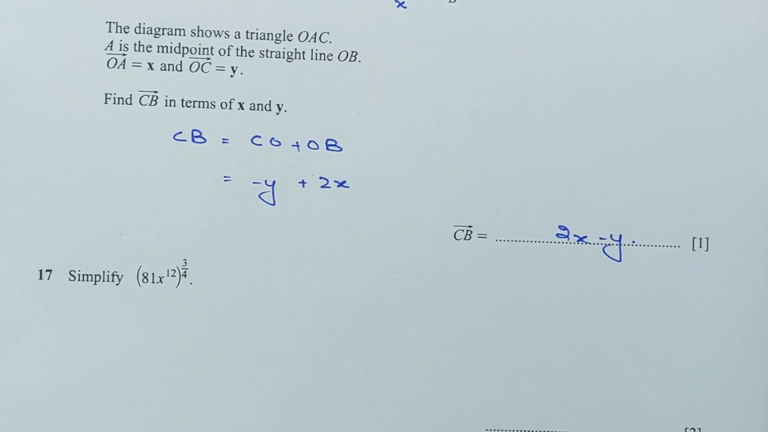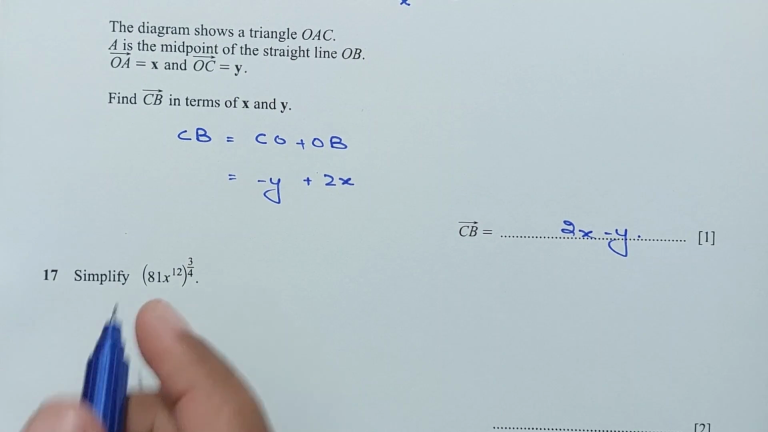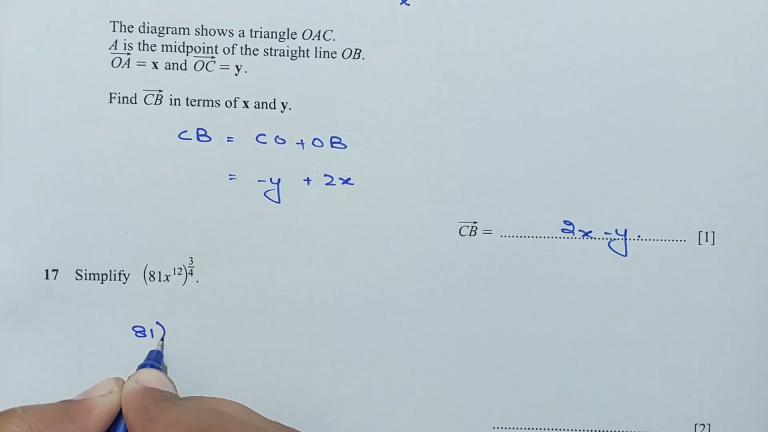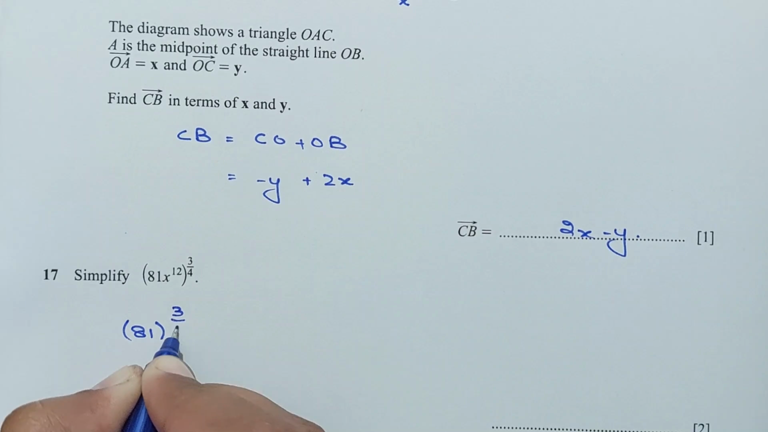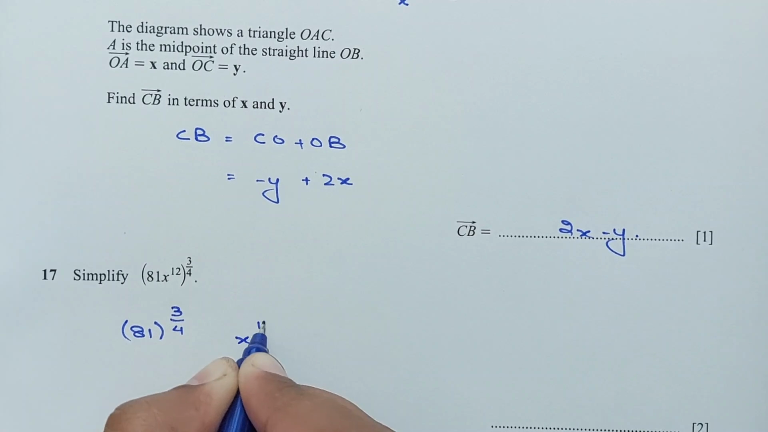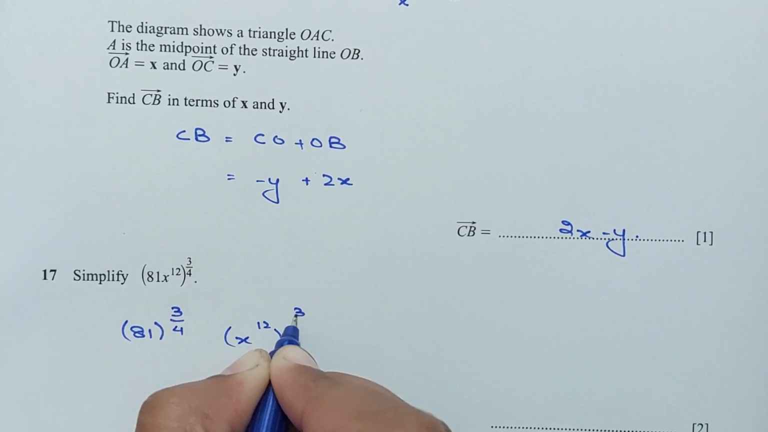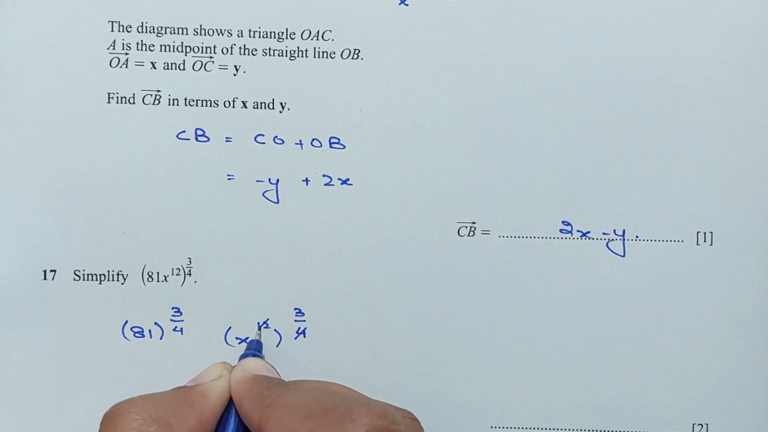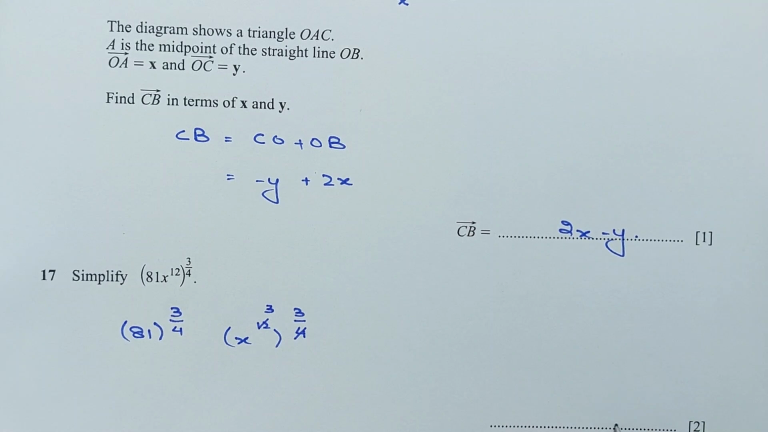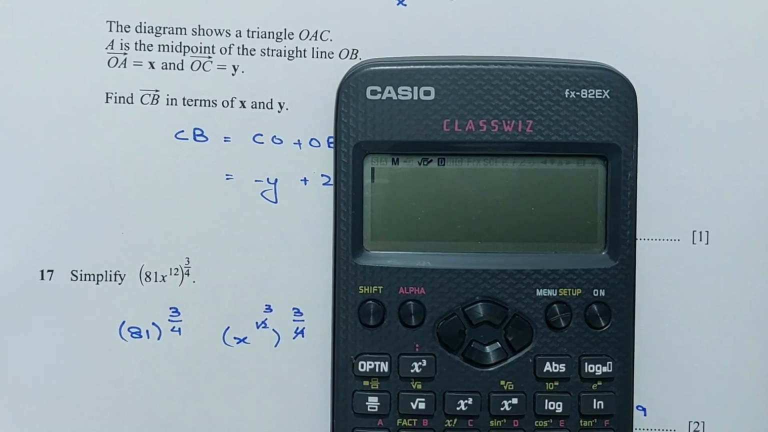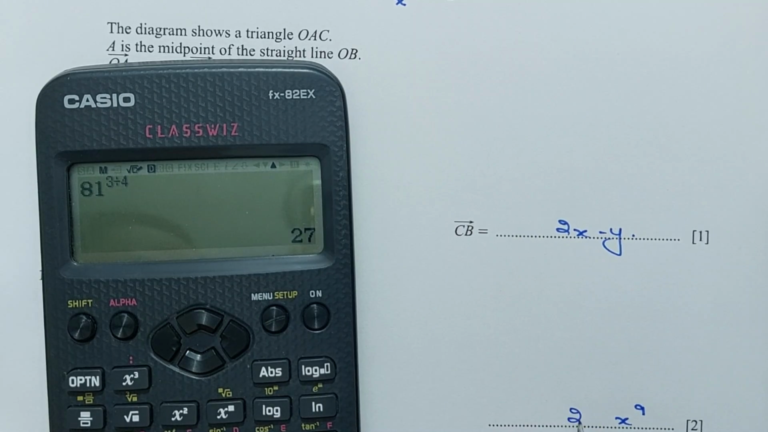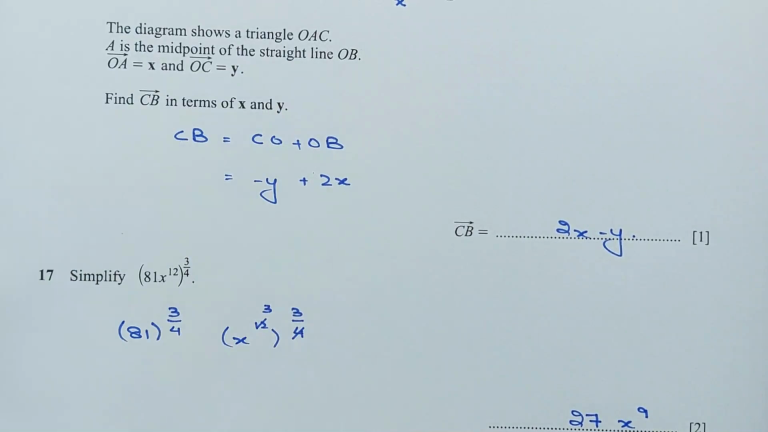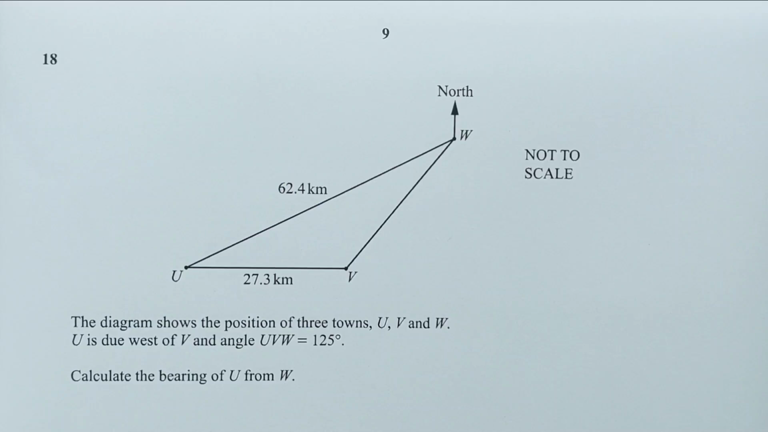Right. Question number 17, we have to simplify this, which is 81, its exponent is 3 by 4, and x to the power 12, its exponent is 3 by 4. 12 times 3 by 4 is 9, so x to the power 9. So let me solve. 81 to the exponent 3 by 4 is 27. So 27 x to the power 9 is the simplified answer.